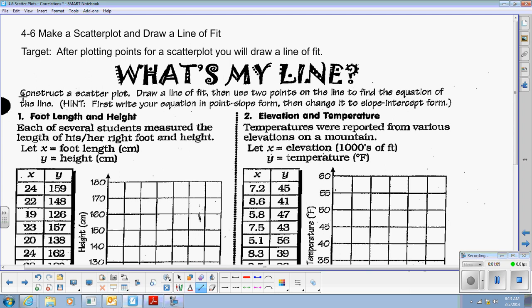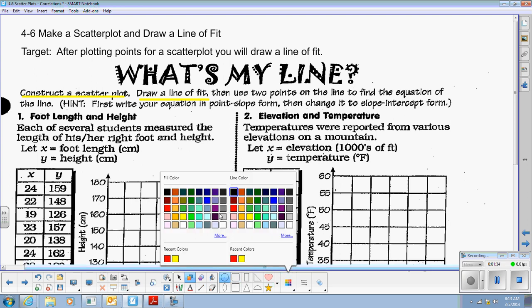All right, let's look at our direction here. We have one, construct a scatter plot, draw a line of fit. And that's what I'm going to show you right now. There are more directions here that they want you to do with the equation. That's the next video, and we'll deal with that after we get done making the graphs and drawing in the line of fit.